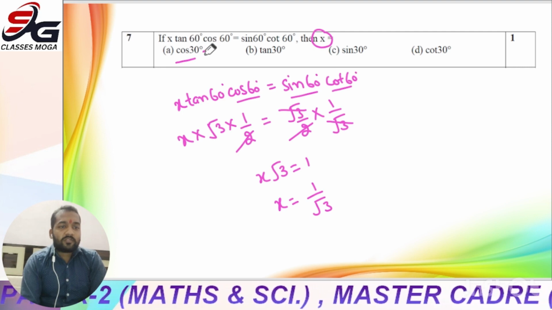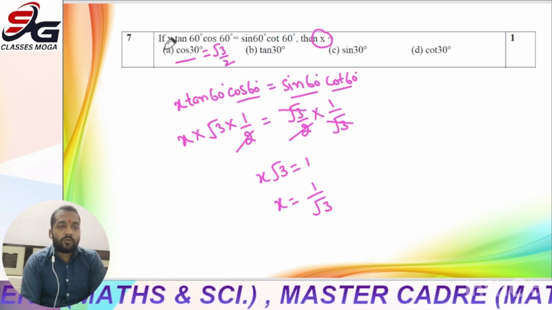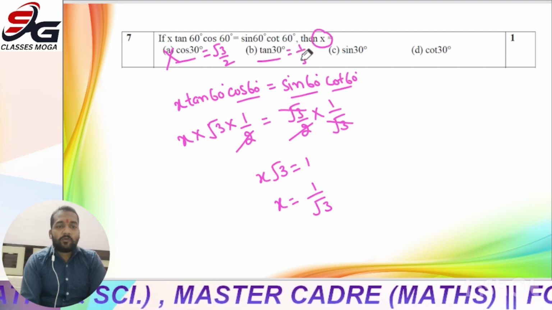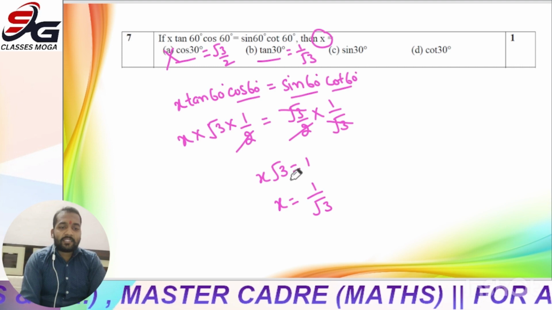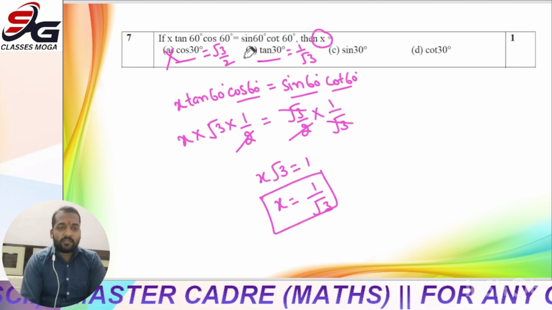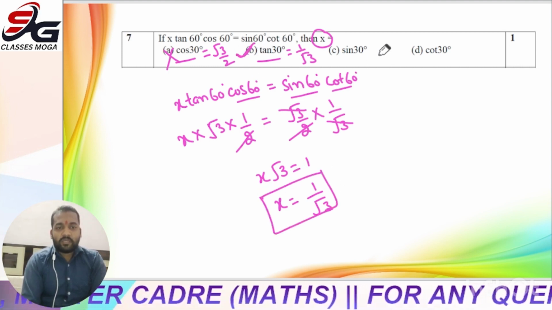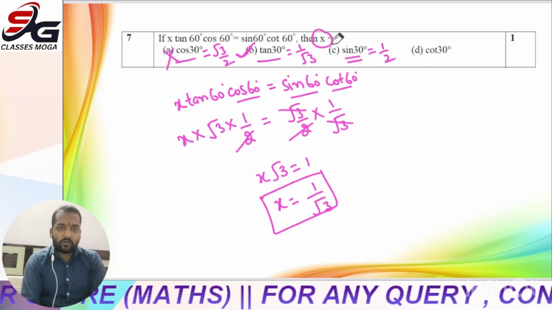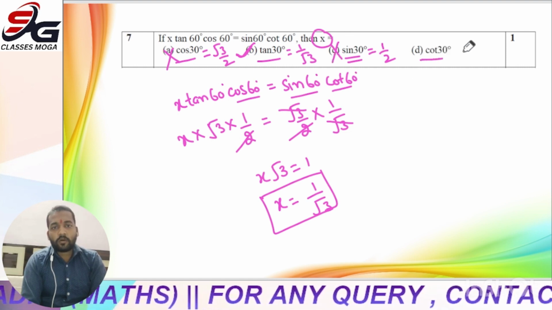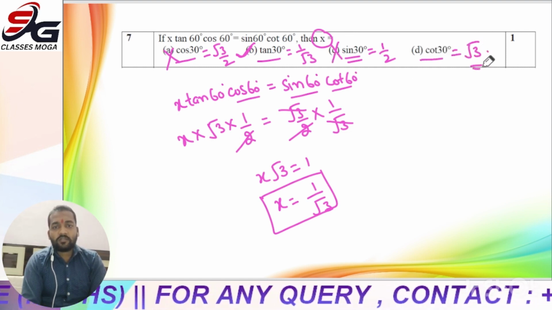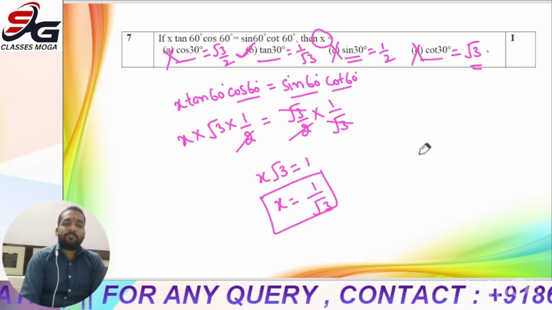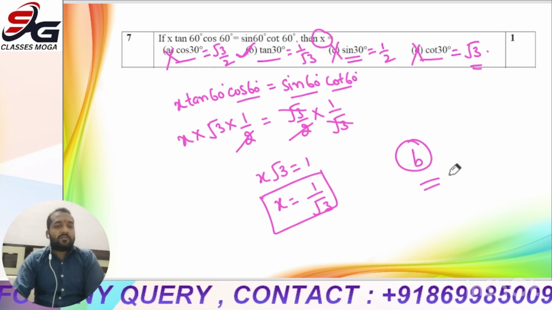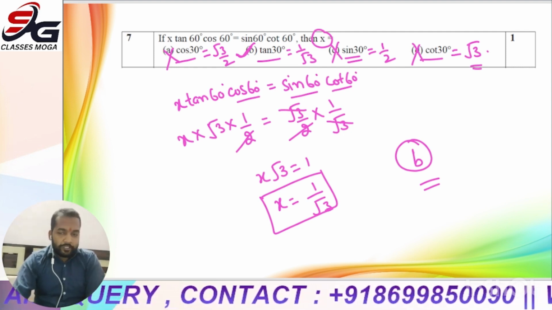We know that, students, cos 30 is equal to root 3 by 2. Not the option, right? Tan 30. Tan 30 is equal to 1 by root 3. So our x is 1 by root 3. It means this is the correct option. Sin 30, students, is 1 by 2, so this option is also wrong. Cot 30 is root 3, so this is also wrong. So option B is the correct option of this question. Very simple and important questions.